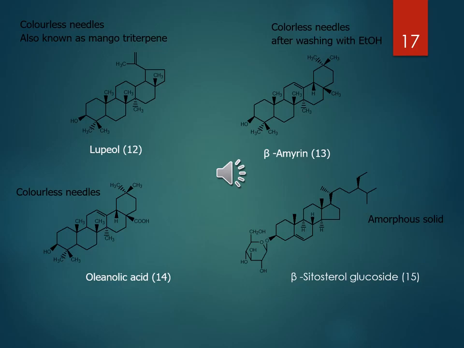The next molecule is beta-sitosterol glycoside. Beta-sitosterol glycoside is isolated as an amorphous solid from this plant, and this is a steroidal molecule in which a glucose moiety is attached at the 1 to 3 positions of the carbon atoms of the steroidal molecule.